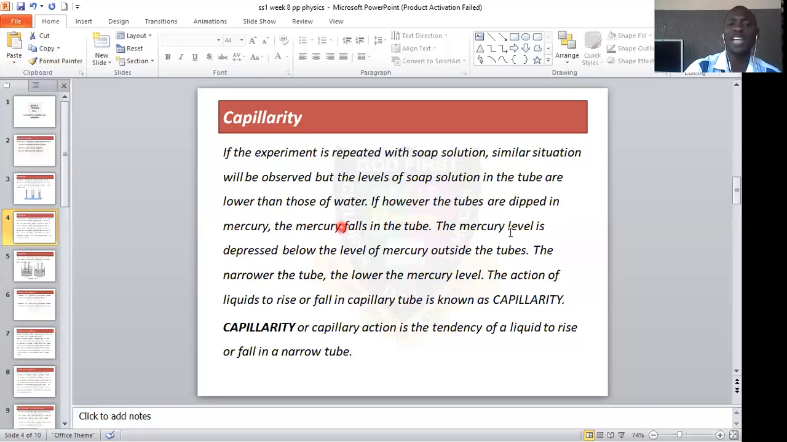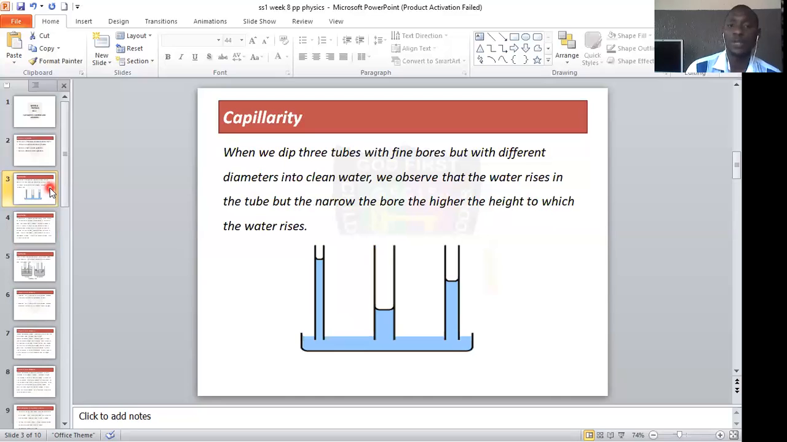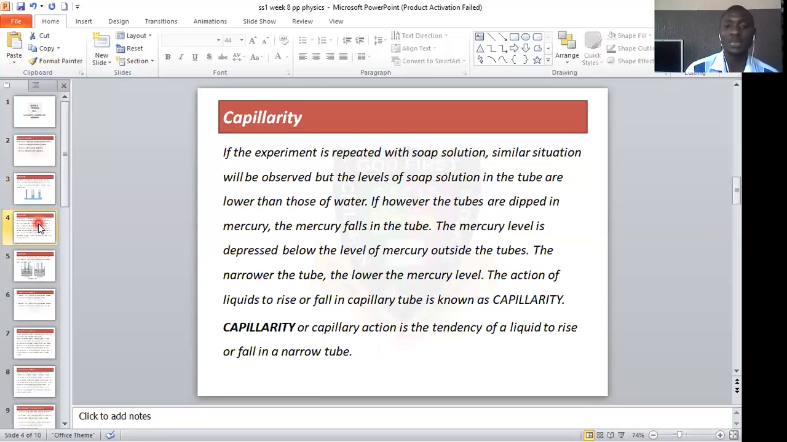The mercury level in the tube is depressed below the level of mercury outside the tube. The narrower the tube, the lower the mercury level. You can see it's a different situation from that of the water solution. Please take note of this experiment very well. Water rises in a tube, but it depends on the diameter of the tube: the narrower the tube, the higher the water rises. But in the case of mercury, the narrower the tube, the more the mercury will be depressed.